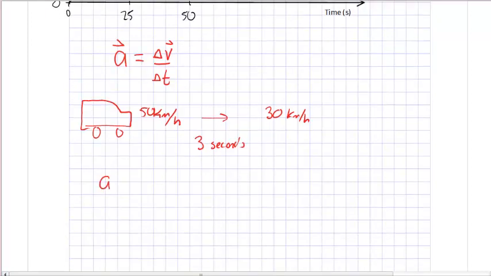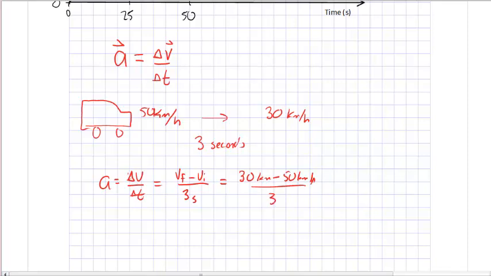And then we can calculate our acceleration by doing change in velocity over change in time. Remember, change is always v final minus v initial. So v final minus v initial over our change in time will simply be 3 seconds. So our final velocity is 30 kilometers an hour minus 50 kilometers an hour over 3 seconds. Now we run into a problem though. You look at the top, we have kilometers per hour, so the unit of time is hour, and the bottom is seconds.